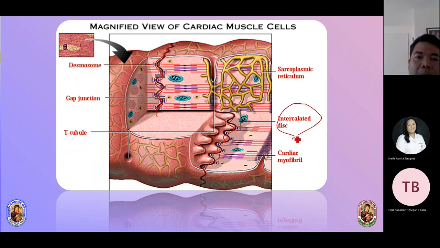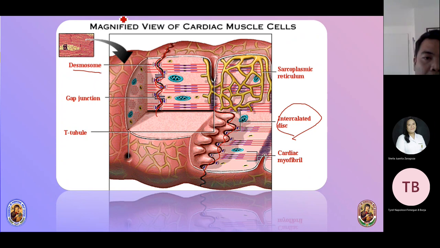Okay? Now, intercalated discs are important. Number one, because they contain desmosomes. Desmosomes are like staple wires that bind the cells of the myocardium together, so that during the pumping action of the heart, the myocardial cells do not pull apart.